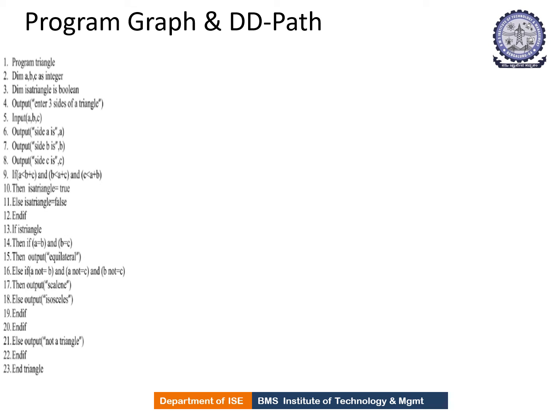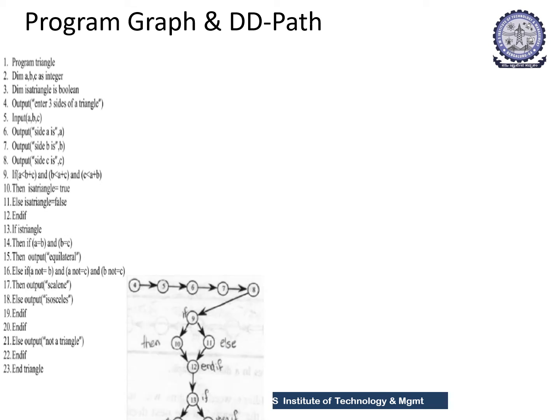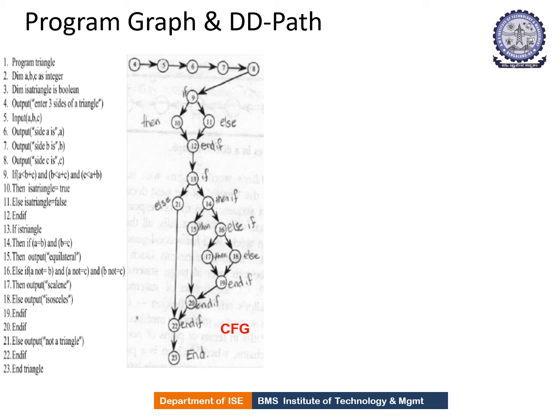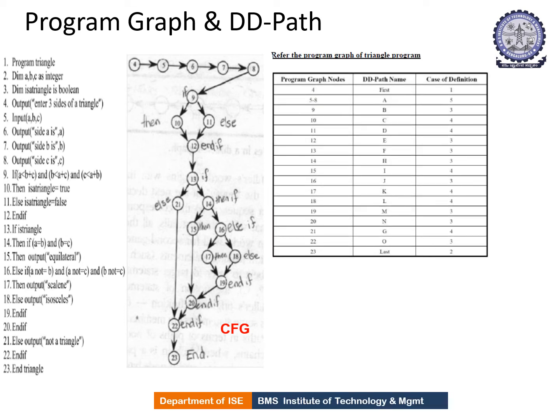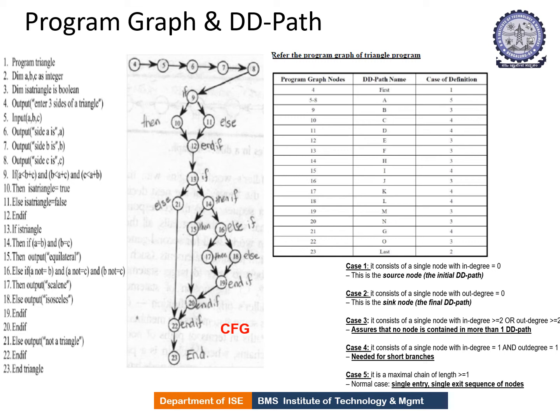This is the program written for the triangle problem. This is the control flow graph, or program flow graph, which you have written. Now for this we want to derive the DD paths. We have given the definition of a DD path, which has 5 cases: case number 1, 2, 3, 4 and 5. For all the cases we have written DD paths with the specific case definitions. So now I will try to explain one or the other.